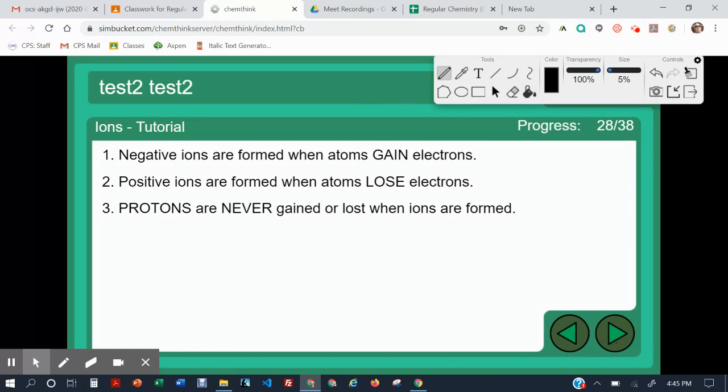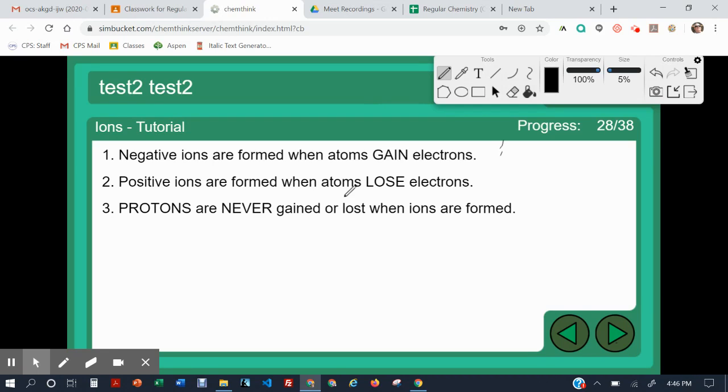So what have we learned? Negative ions are formed when atoms gain electrons. Positive ions are formed when atoms lose electrons. Protons are never gained or lost when the ions are formed. It's not the protons that change in an atom, it's the electrons. If the protons do change in an atom, you make a new atom, and that only occurs when there is some sort of nuclear reaction going on.